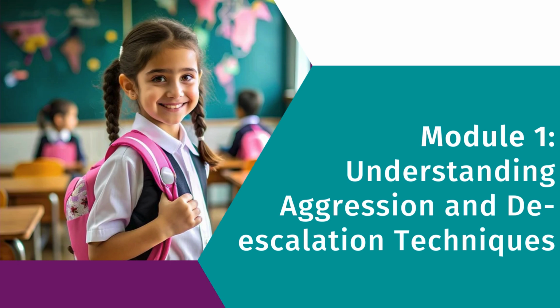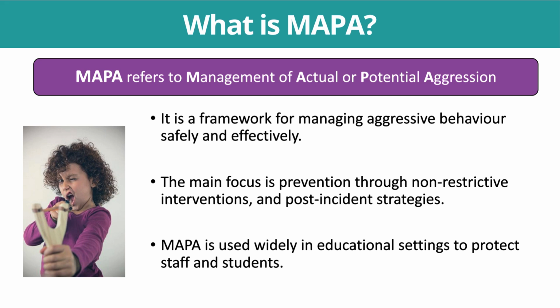Module 1, Understanding Aggression and De-escalation Techniques. MAPA refers to the management of actual or potential aggression. It is about responding to people in a non-judgmental way, treating them with respect and dignity, whilst supporting them to stay safe. It is an approach often utilised by individuals working within the professional fields of support, care and education, and is used by staff to support those who display challenging or aggressive behaviour.